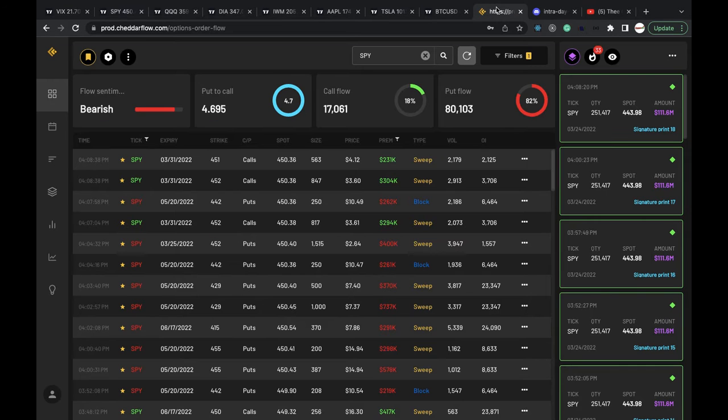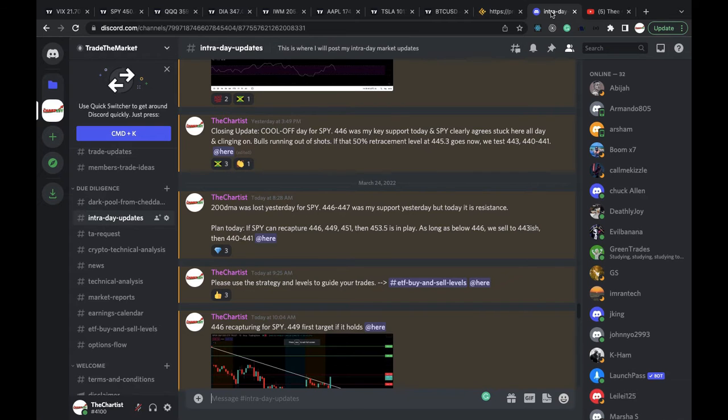Anyways, here is the flow sentiment. It's bearish. 82% in the puts. Nothing new here, folks. It's continuing to be bearish for quite some time. Is there a big move to the downside incoming in the near future? Maybe. Or is this just hedge funds just hedging? All right. Well, gotta combine that data with the price action, obviously.